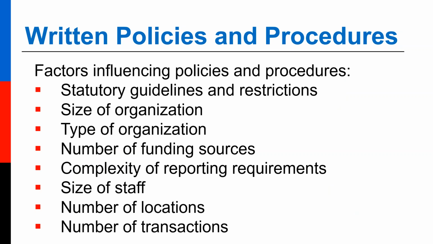So the need for and the level and extent of policies and procedures can really vary considerably from organization to organization. And some factors that influence that variance include statutory guidelines and restrictions, the size and type of the organization, the number of funding sources, the complexity of reporting requirements, the size of staff, and the number of locations and transactions that occur within the agency.